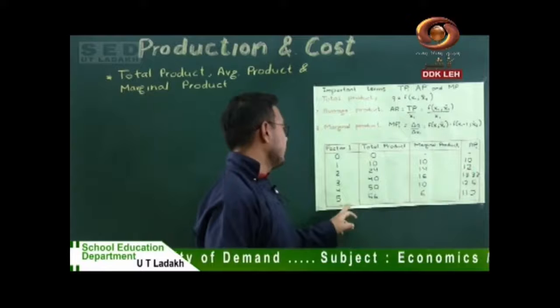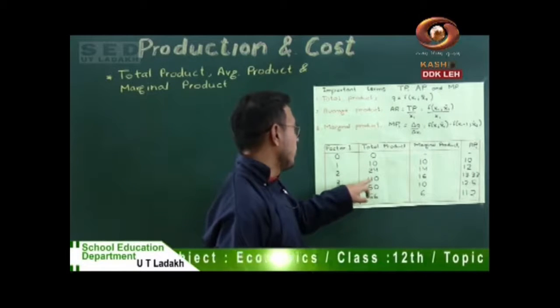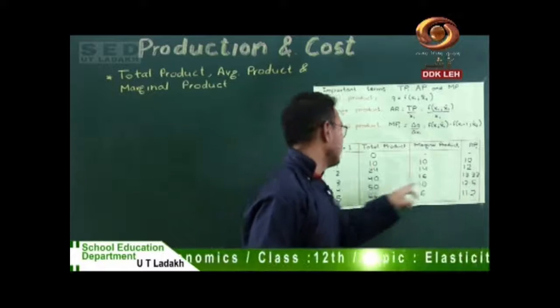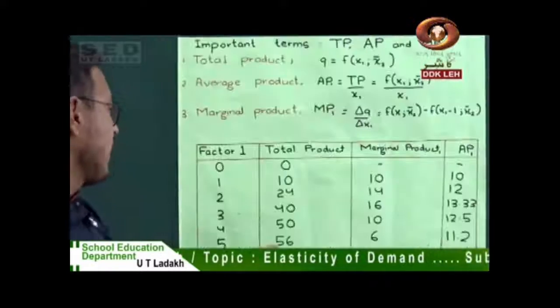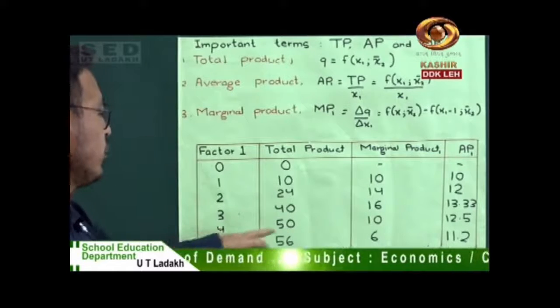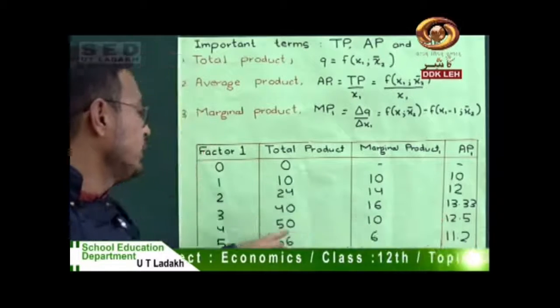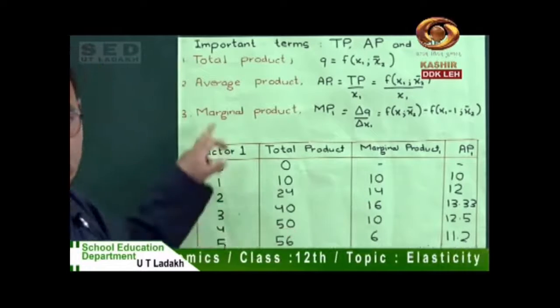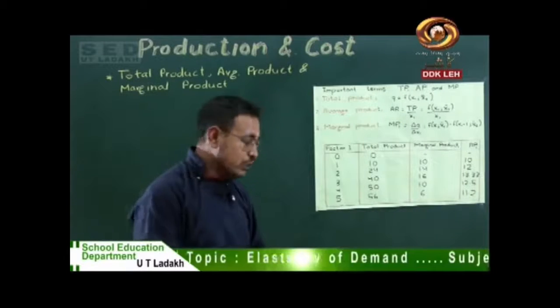Now accordingly we are getting the chart. For example, here 40 minus 24, that is 16. Average product is simply 40 divided by 3, which comes to 13.33. 50 for 4, so marginal product is simply 50 minus 40, that is equal to 10. Average product is simply 50 divided by 4, and so forth. We can get this particular thing. You can also use an example.